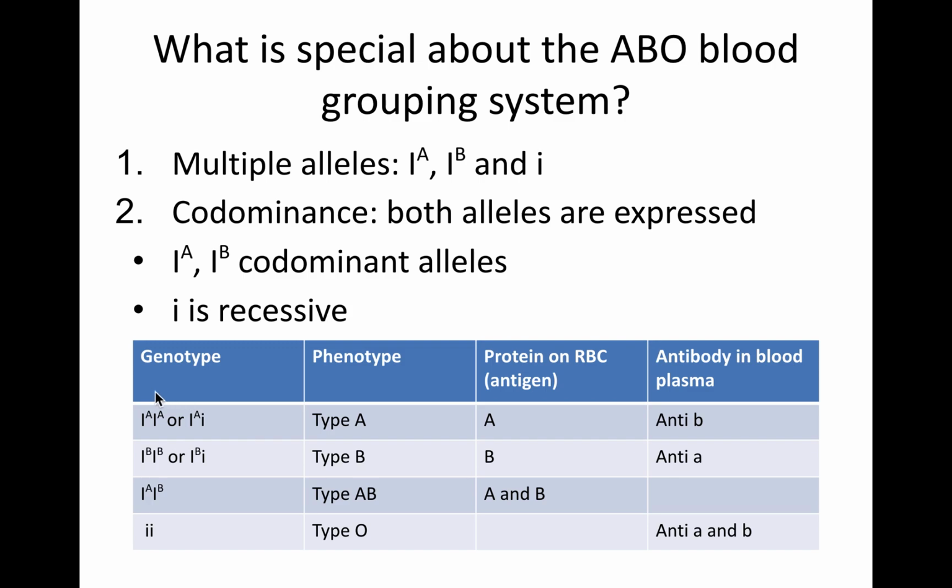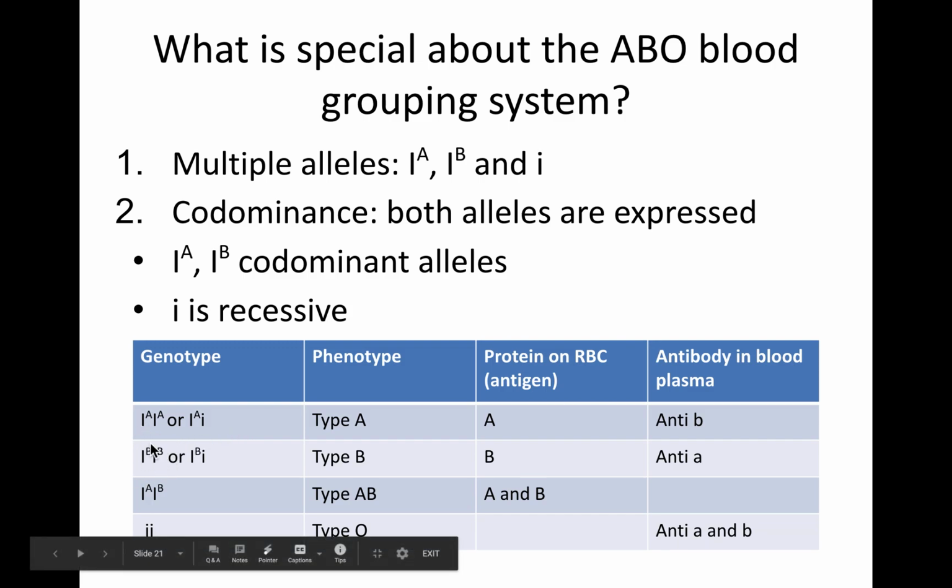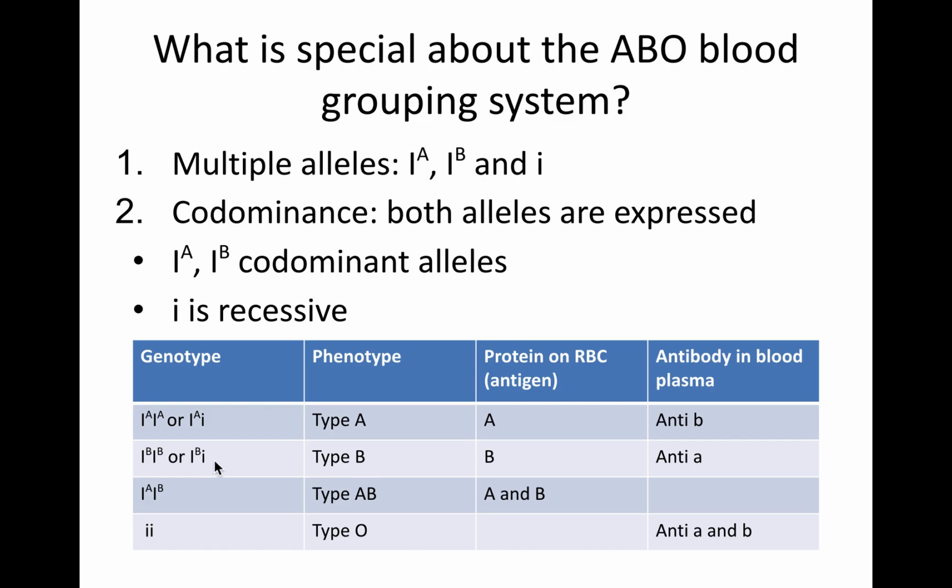So if you look here, if you're going to have type A blood, that means you're either homozygous dominant or heterozygous. So the protein on your blood, the antigen, is going to be the marker A, and then the antibody will be anti-B. For type B blood, you are either homozygous dominant here or heterozygous with the one capital B and a lowercase i. This would be type B blood. You're going to have the antigen B, and then you have the anti-A antibody.